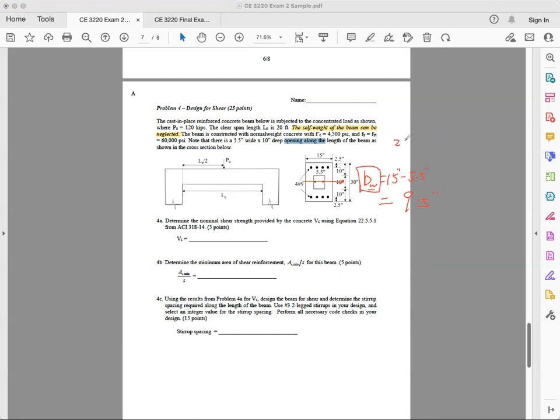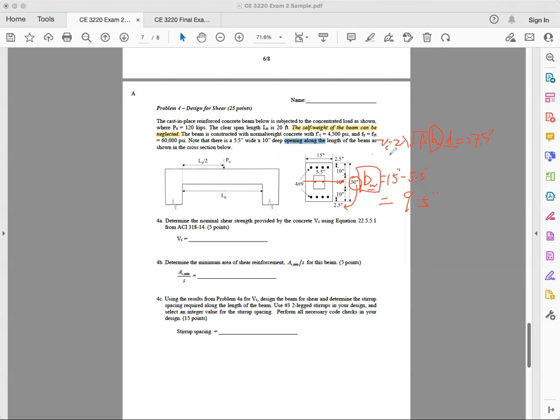Because remember, 2 lambda square root f prime c, remember the equation, and bw d, right? So you need a bw right here, okay? You need a bw here. And where you add it, you look at a d here. d is basically 30 inch minus 2.5, right? So you got 27.5 inch of d right here, okay?